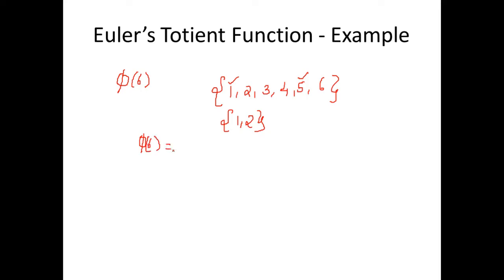So what is this phi of 6? It is nothing but the count of numbers. How many numbers do we have? 2 here. So Euler's totient function is all about the count of numbers that have a GCD of 1 within the range 1 to 6.